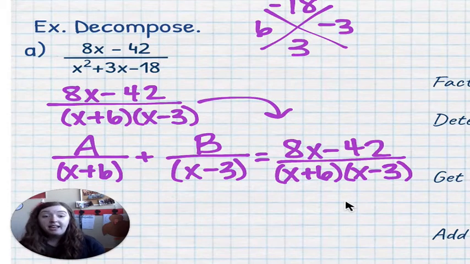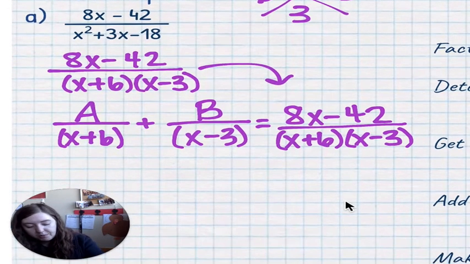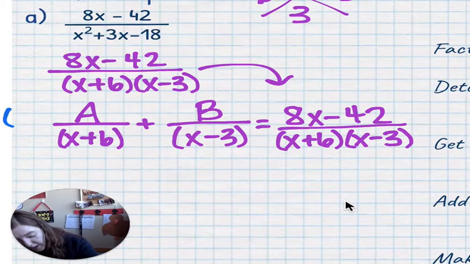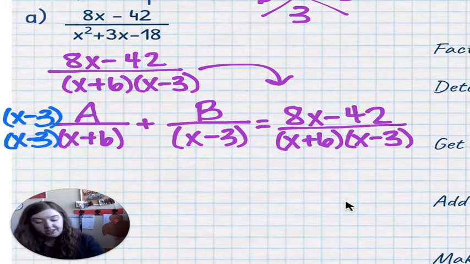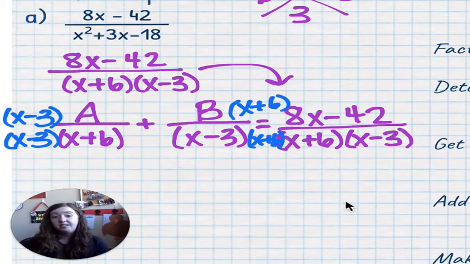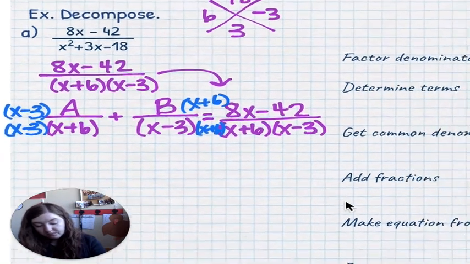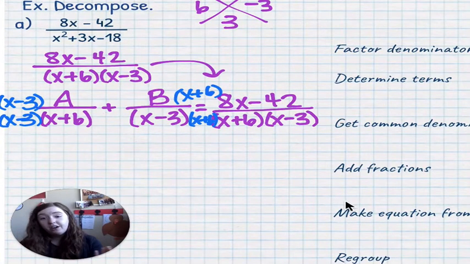Now we know to be able to add fractions together, we need a common denominator. So I need to multiply my A fraction by x minus 3 over x minus 3. And I need to multiply my B fraction by x plus 6 over x plus 6. So that way everything has a common denominator. So that was my next step, get a common denominator. Now we're going to add our fractions together.